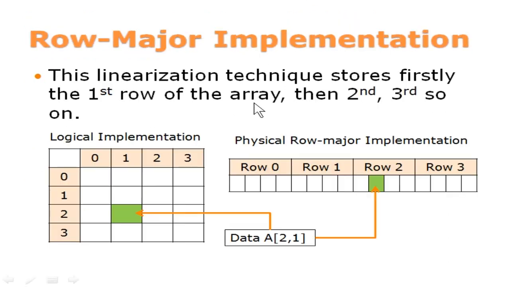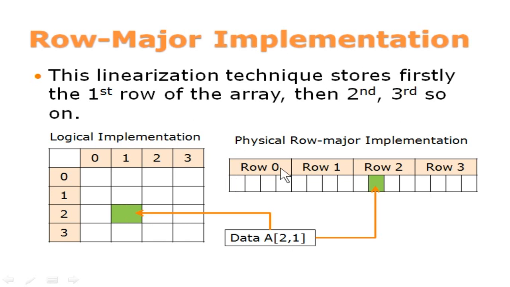That's what it means. This linearization technique stores firstly the first row of the array, then the second, and then the third. It goes on like that. Whenever you store elements in a 2-dimensional array, you go row wise, storing the first row. After completing the first row, you go with the second row. Logically, the implementation will look like a matrix like this. So you can see rows and columns, and you will have the row address and the column address for each cell.